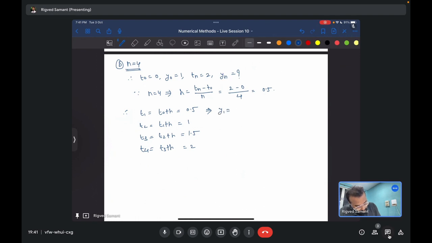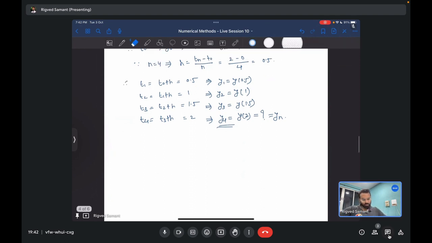y1 would be y of 0.5, y2 would be y of 1, y3 would be y of 1.5, y4 would be y of 2, and that's what you want, that is y of n, right? Okay, so you have to repeat the process 4 times now.